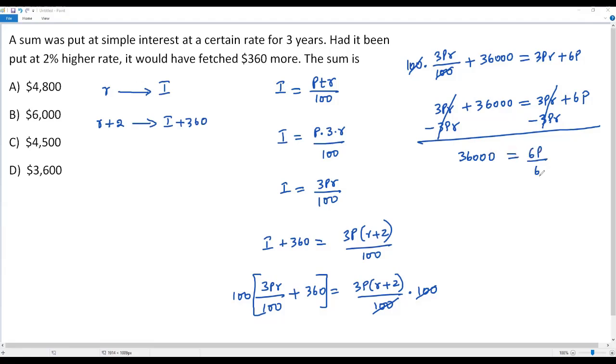Okay, now let me divide both sides of the equation by 6. When I do so, this 6 will cancel out. When I divide 36,000 by 6, I am getting 6,000 on the left side. On the right side P. Okay, now I got the principal, that is the sum of money invested. So that is $6,000 and we find $6,000 in answer choice B. The correct answer choice for this question is $6,000 in B.